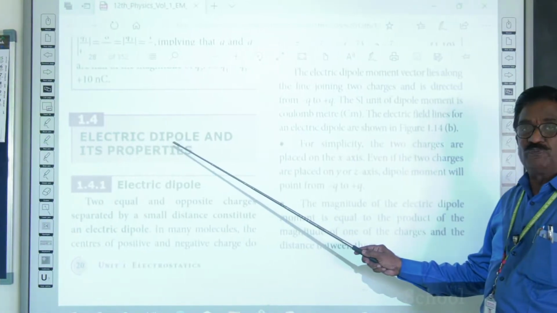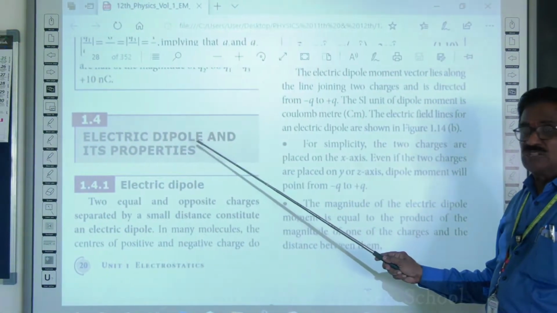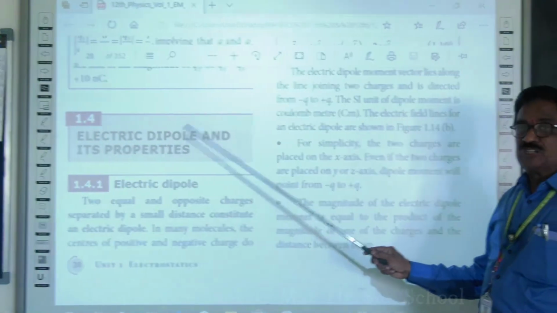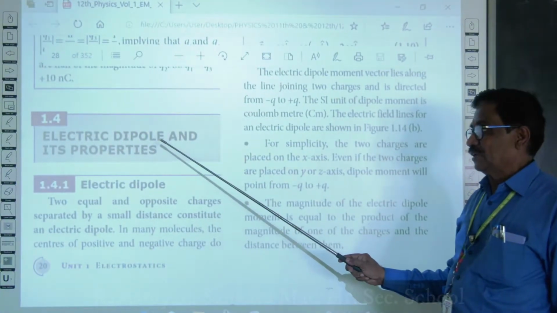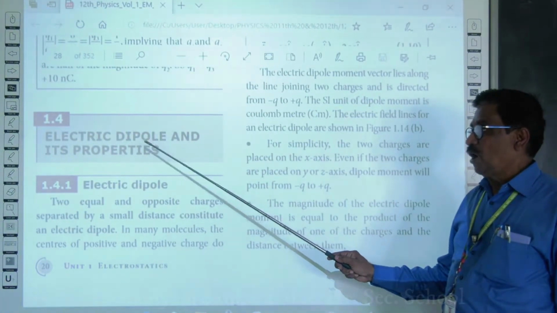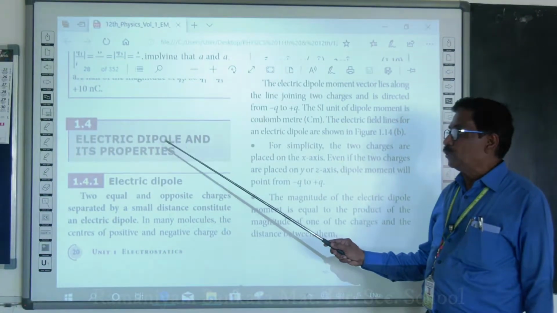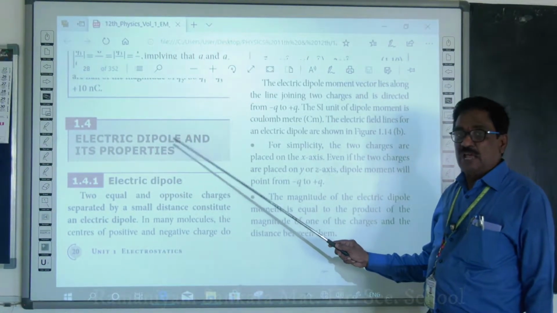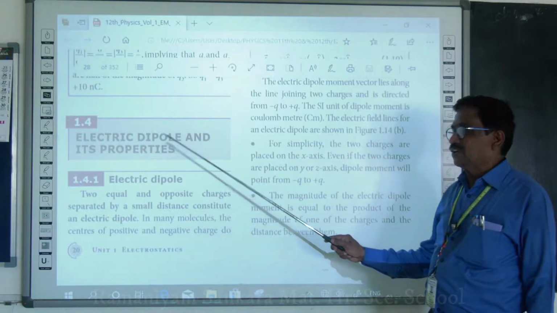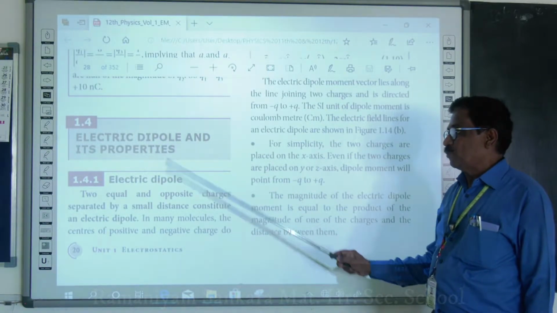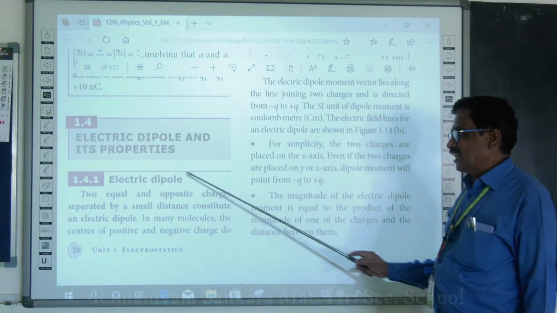Di means two. Pole means two different charges. One is positive and one is negative. And we are going to see how the electric field will be due to the similar charges plus q and minus q kept at a distance 2d, and their properties. Now, what is an electric dipole?